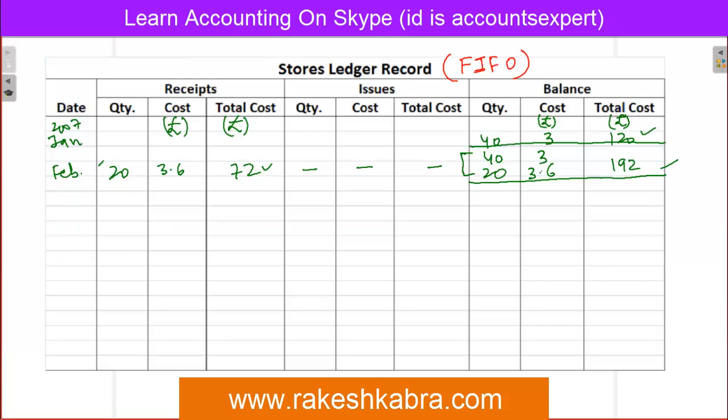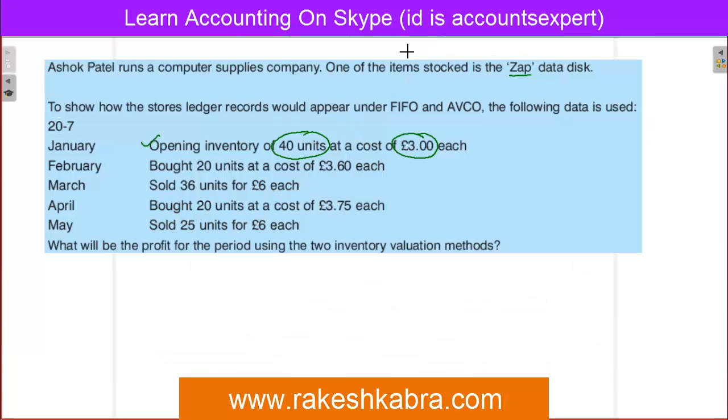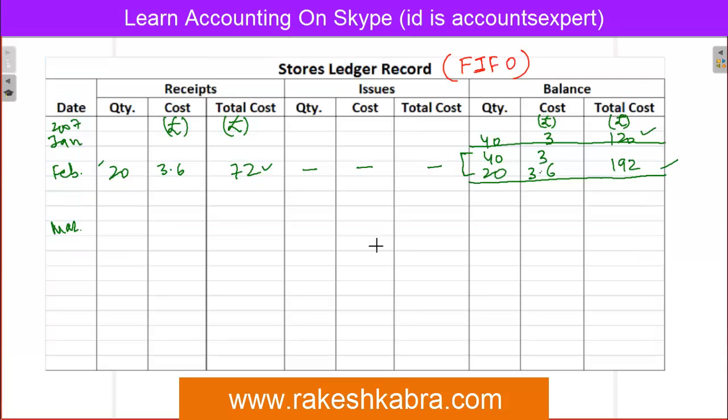So now see how we will record this. In the month of March, I issued, I sold 36 units. And which method are we following? FIFO method, isn't it? This first in first out method we followed. So these 36 units we sold from this lot. This is the old lot, isn't it?